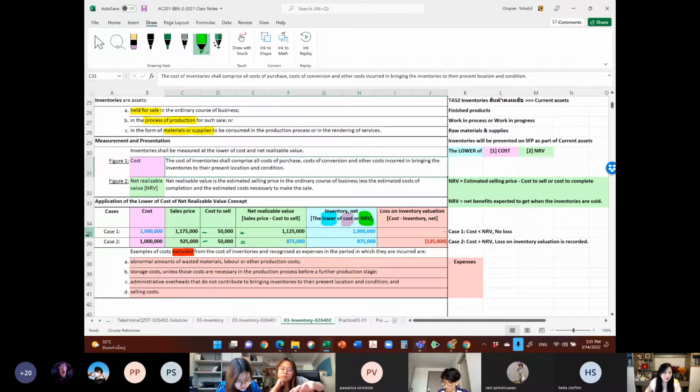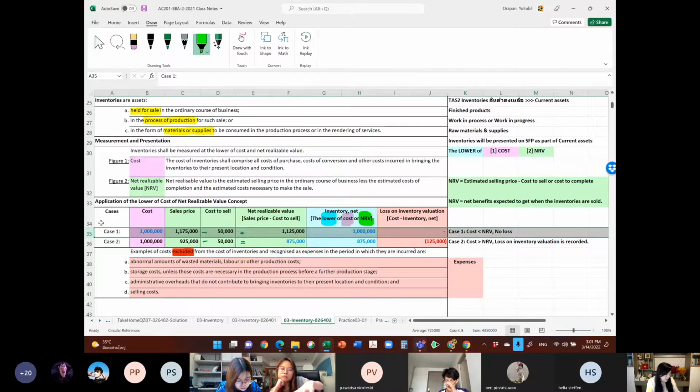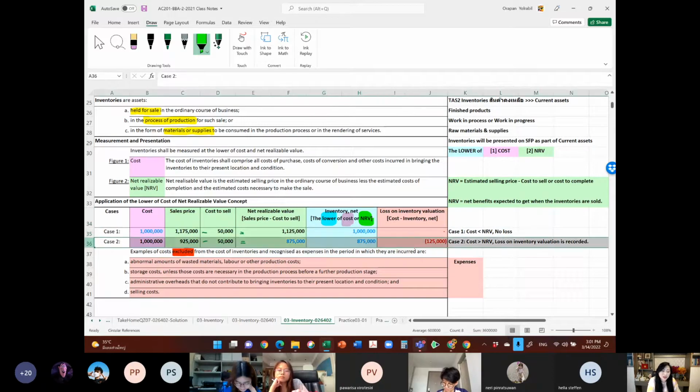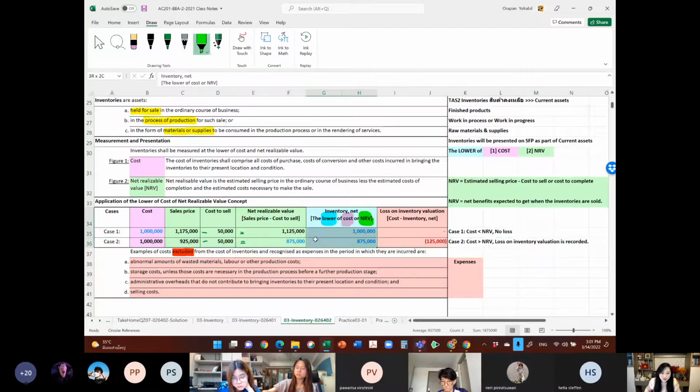So for case number 1, if you compare cost with the net realizable value, which one is lower? Case 1, if you compare between the cost and the net realizable value, which one is lower? The cost. Okay, so you take the cost to here. And for case number 2, which one is the lower? Net realizable. Okay, so you take the net realizable value to here.